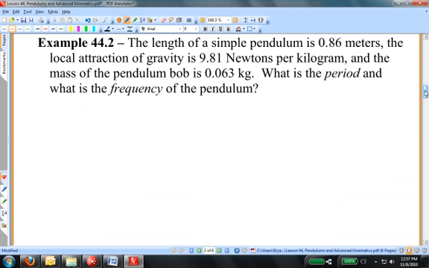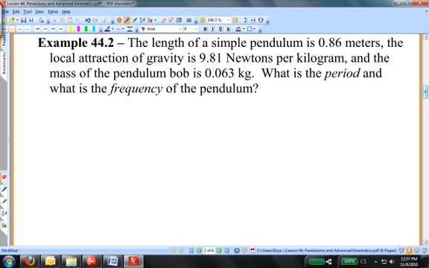Example 44.2. The length of a simple pendulum is 0.86 meters. The local attraction of gravity is 9.81 newtons per kilogram, and the mass of the pendulum bob is 0.063 kilograms. By the way, the bob of the pendulum is the mass that's at the end of the string. What is the period and what is the frequency of the pendulum?